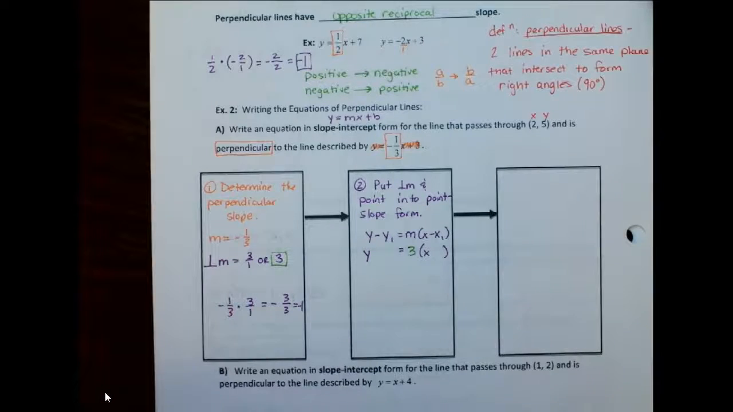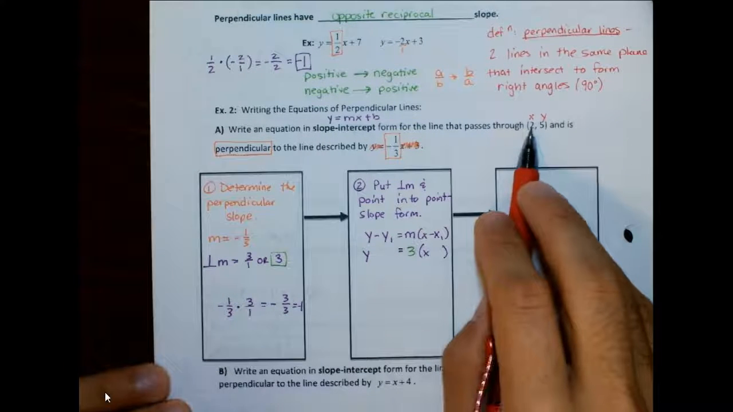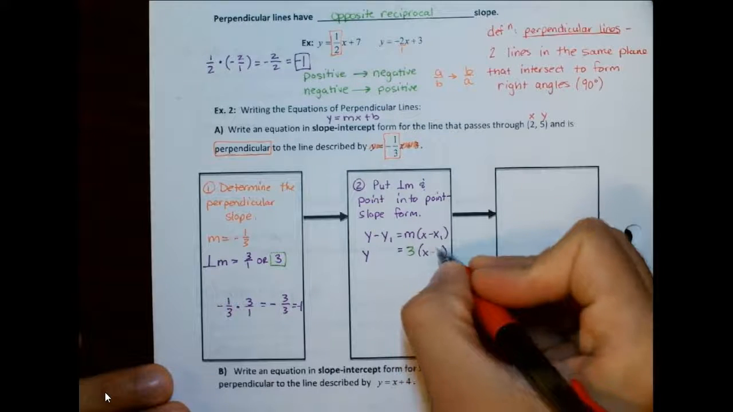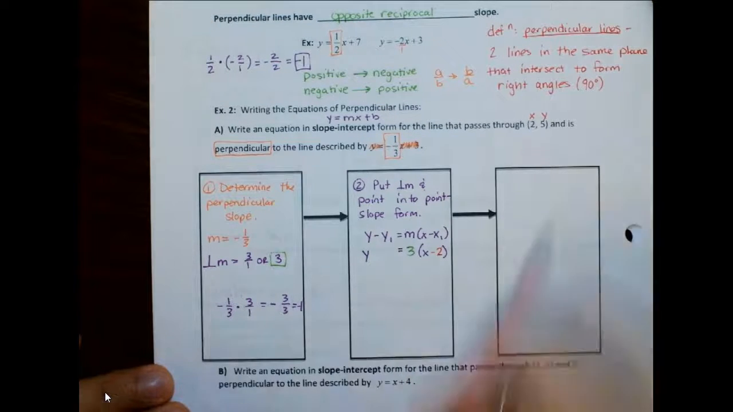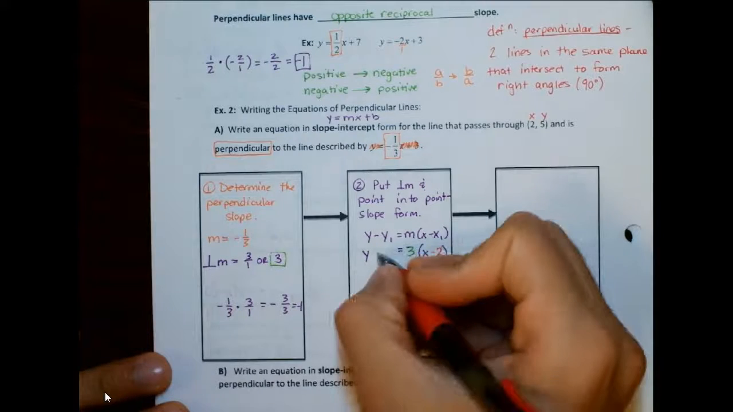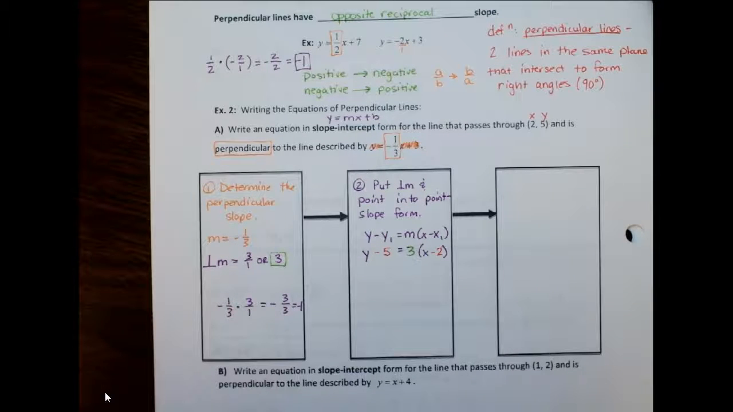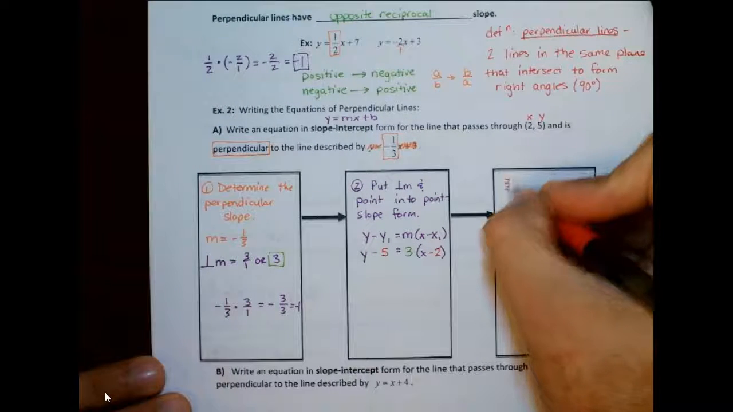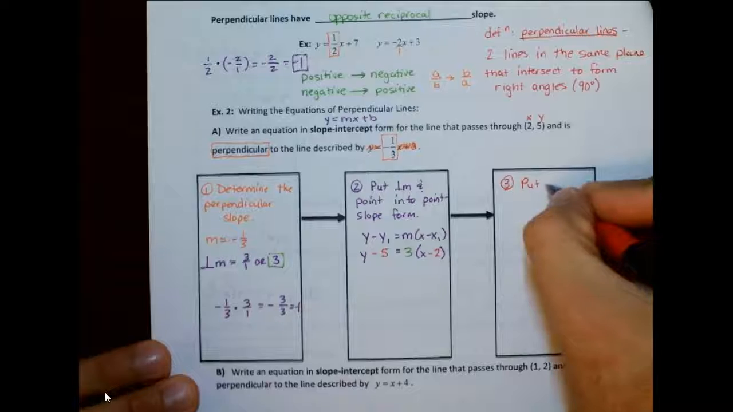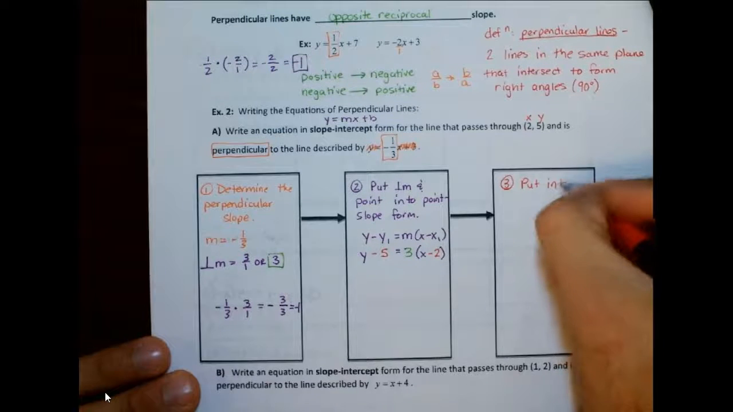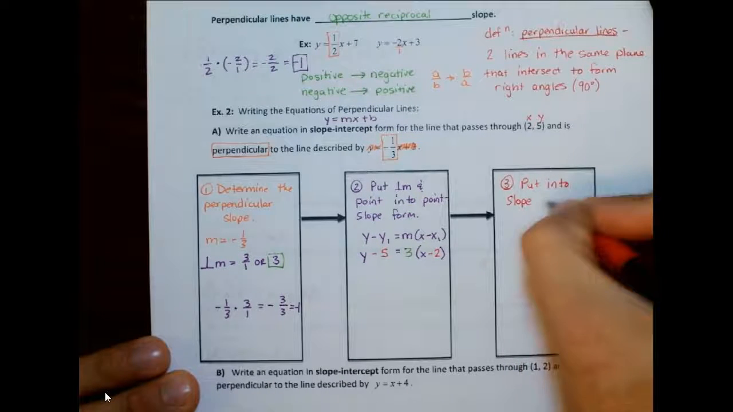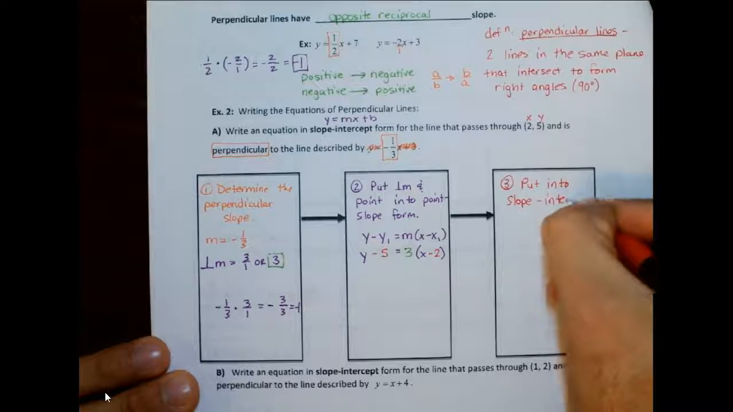Just like in the parallel lines notes, I told my students I want them to take the opposite of this number, so the opposite of 2 is -2, and that would go in the parentheses next to x. Opposite of 5 is -5, that goes with the y, so your equation in point slope form is y minus 5 equals 3 times the quantity x minus 2. Step 3. We want to put that equation into slope-intercept form.